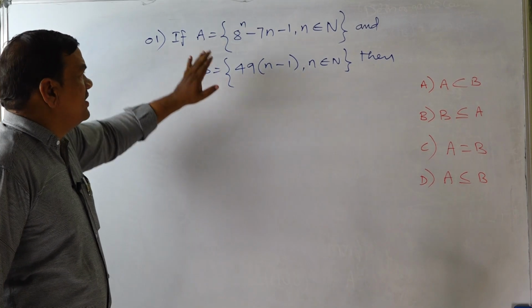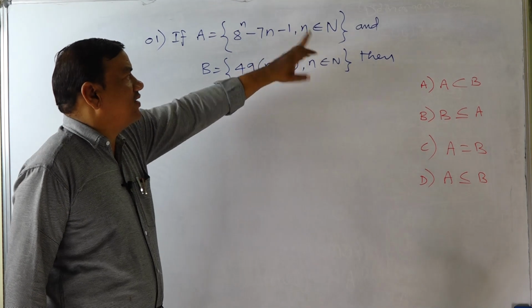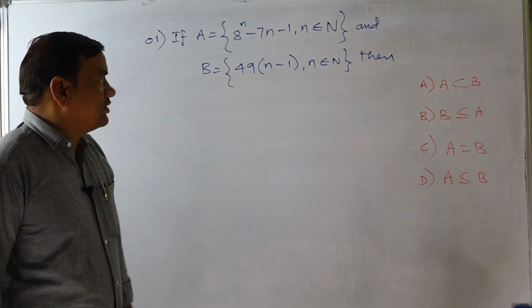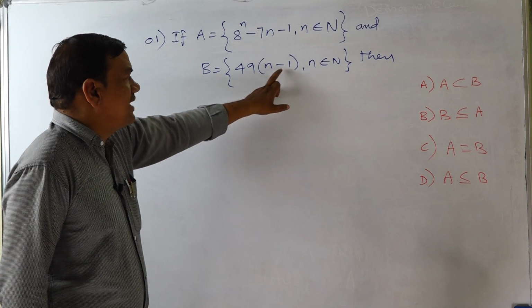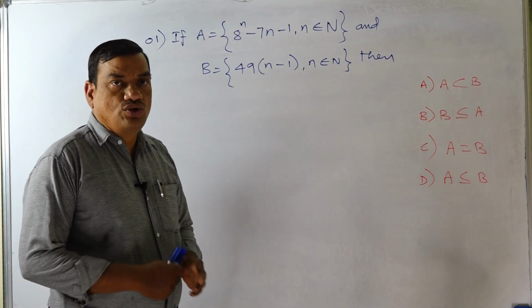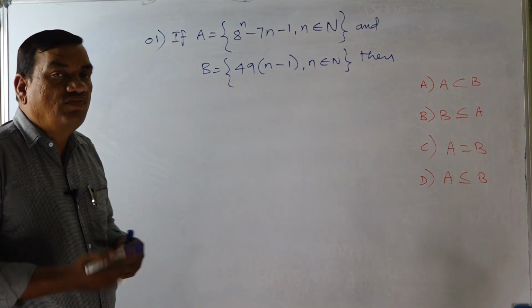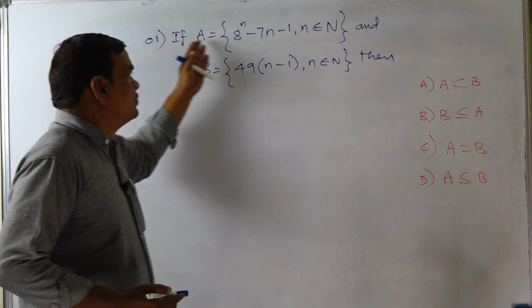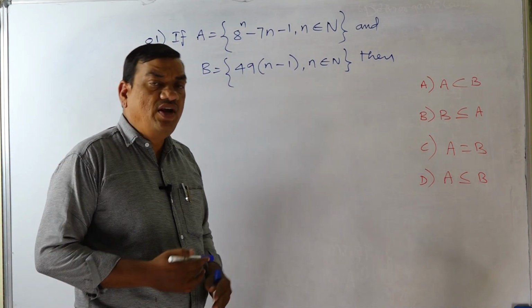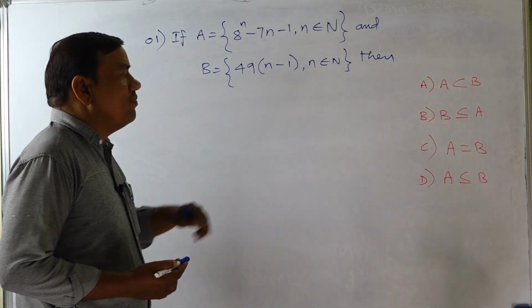The first problem is: A is equal to 8 power n minus 7n minus 1, where n belongs to natural numbers, and B is equal to 49 times n minus 1, where n is a natural number. So, it is given in set builder form. If you convert it into roster form, you can get the elements which belong to A and which belong to B. By seeing those elements, we can decide whether A is a subset of B or B is a subset of A.